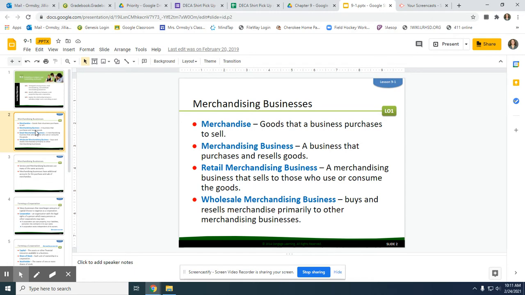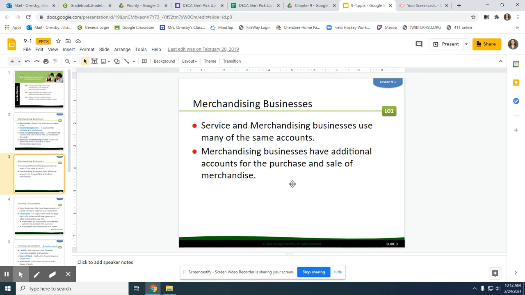Merchandise is goods that a business purchases to sell, and a merchandising business is a business that purchases and resells goods. And so we are going to now be doing the accounting for a company that is going to sell these goods. Now, there are two different types of merchandising businesses: a retail merchandising business, which is a business that sells to those who use or consume the goods. Then a wholesale merchandising business, which buys and resells merchandise primarily to other merchandising businesses.